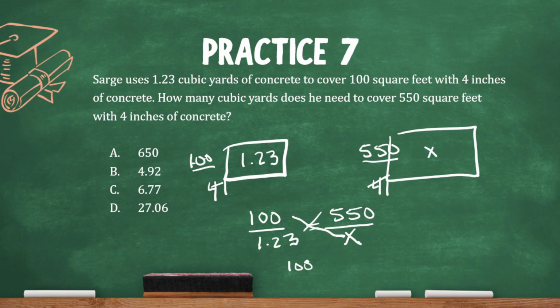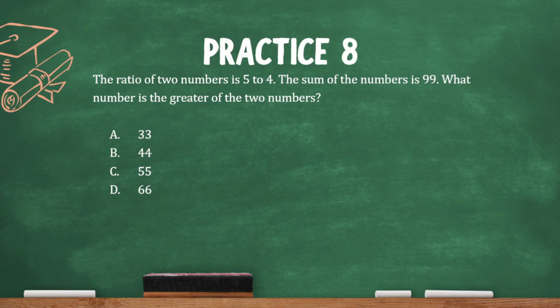So 100X equals 550 times 1.23, and that's 676.5. And our last step is to divide both sides by 100. So let's go ahead and do that. 676.5 divided by 100 is 6.765, which we could round up to 6.77.